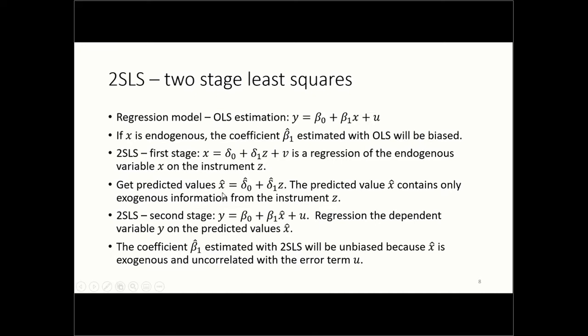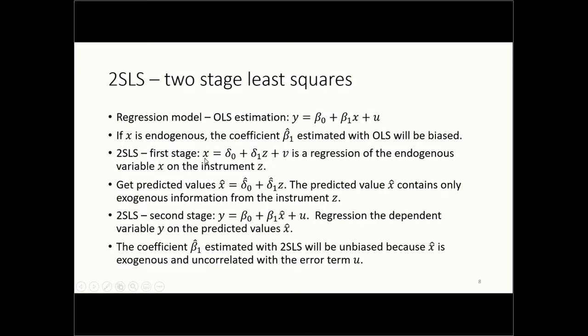It's a bit unusual for us to see x hat because we usually don't do that to independent variables. But because x now serves as a dependent variable, we can get the predicted value for x, which is x hat. The predicted value would contain only exogenous information from the instrument z. Why? Because we assume z is exogenous, and therefore, using this equation, x hat would only have the exogenous information from z. It would not have any endogenous information in it.